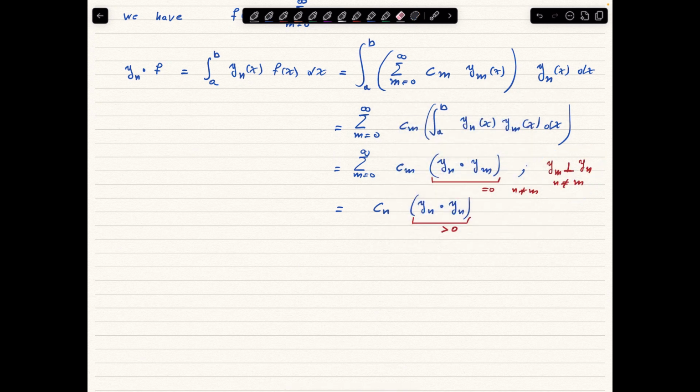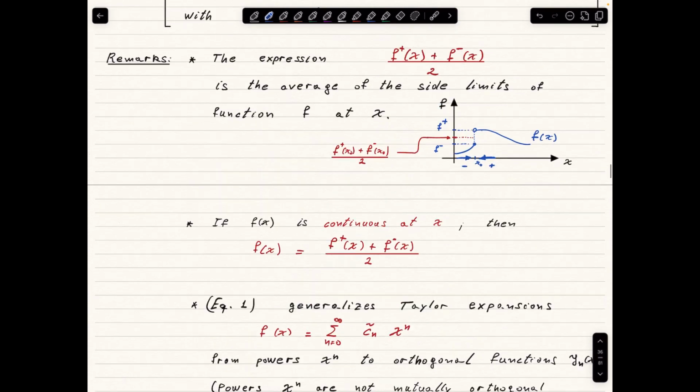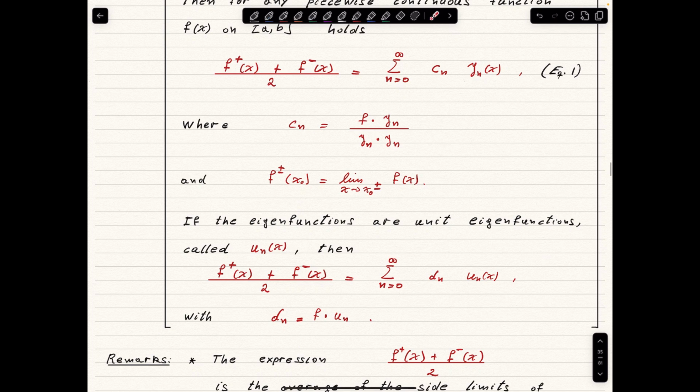So the conclusion is we have a formula for C_n, and the formula for C_n is nothing more than y_n dot f divided by y_n dot itself. This is the formula in the theorem.